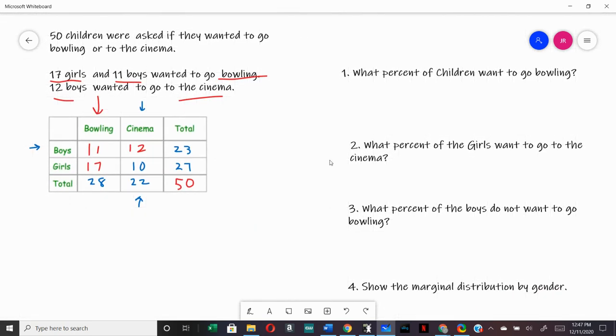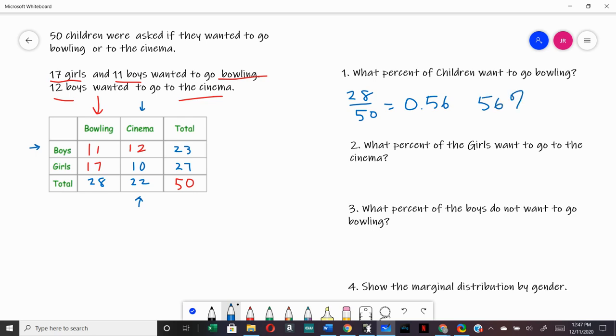So question 1 here, what percent of children? So that means what percent of the total? We're looking at the total that want to go bowling. So we look at bowling. There's 28 that want to go bowling out of 50. So what is our ratio here? Our marginal rate, that's 28 out of 50, which is 0.56 or 56%. So now we'll do that for the rest.